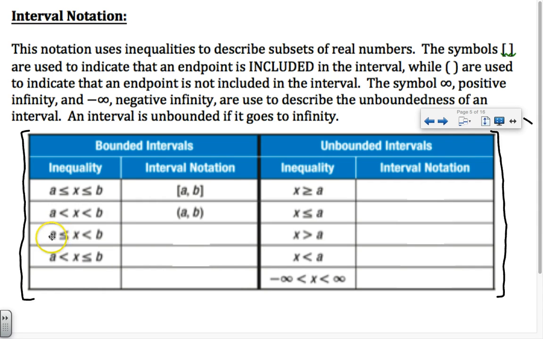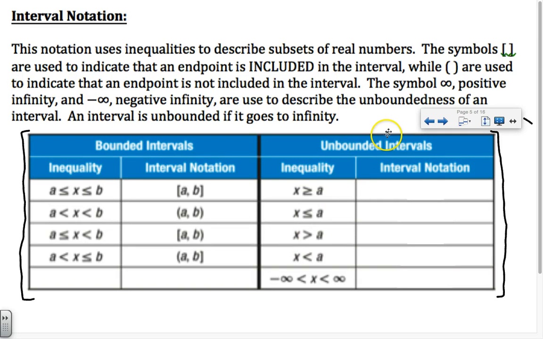So if in this inequality A is included but B is not, I can say I have brackets on A and parentheses on B. And similarly, if it's on the other end, then I can say parentheses on A and brackets on B. And those are bounded intervals. So that means that you're always going to have two specific endpoints, but you might not include both endpoints.